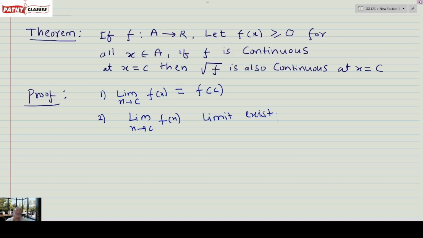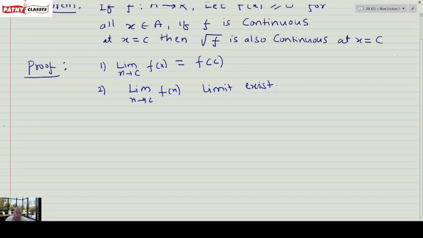and the second condition is that the limit as x tends to c of f(x) must exist. If these two primary conditions are satisfied, then the given function is continuous. And here f(x) is already a continuous function. Therefore, the limit as x tends to c of f(x) already exists because it is already a continuous function.